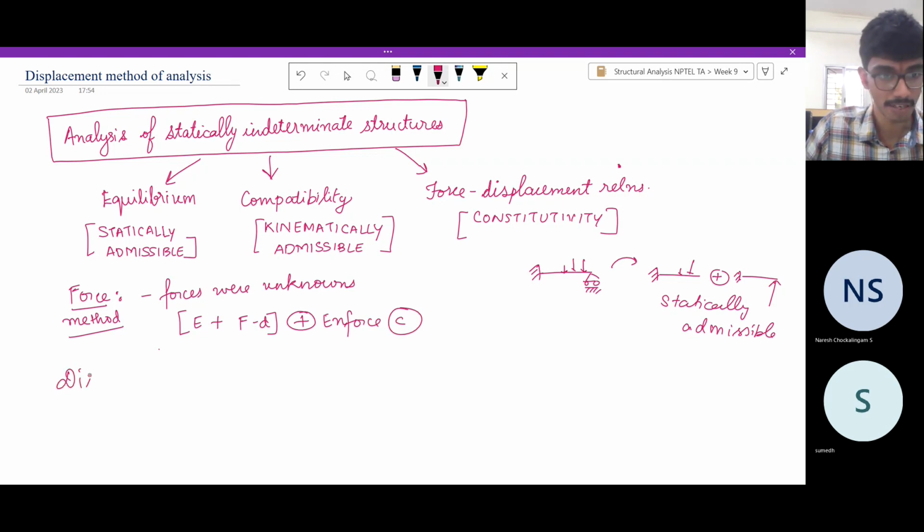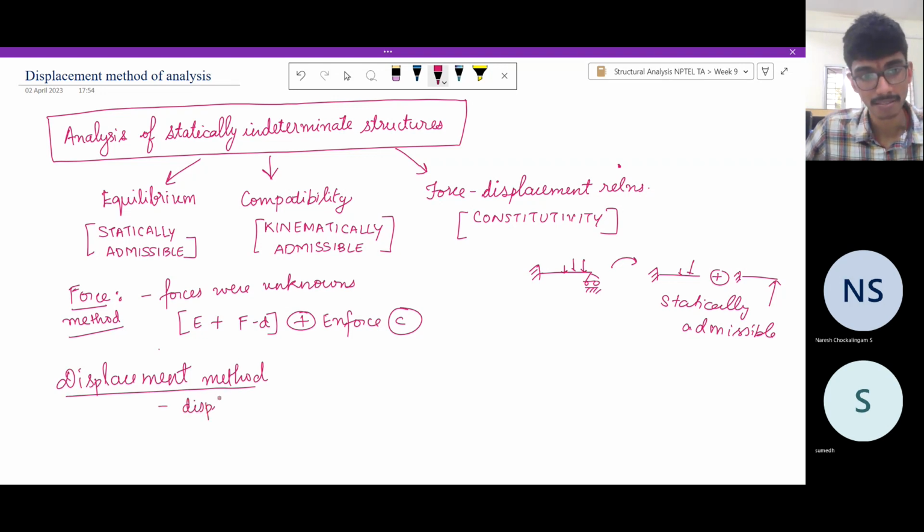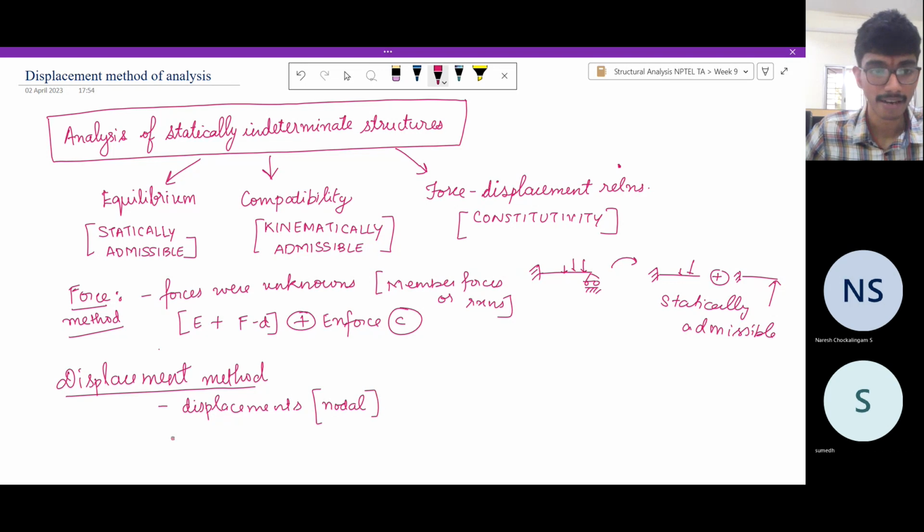On the other hand, in the displacement method of analysis, which we'll be seeing today, the primary unknowns are displacements. So here, what forces were unknowns? Either the member forces or reactions. So similarly, we know that the displacements are unknowns, but where are the displacements found? They are called nodal displacements. We'll come to it. And in this method, the fundamental difference is we construct a kinematically admissible displacement field.